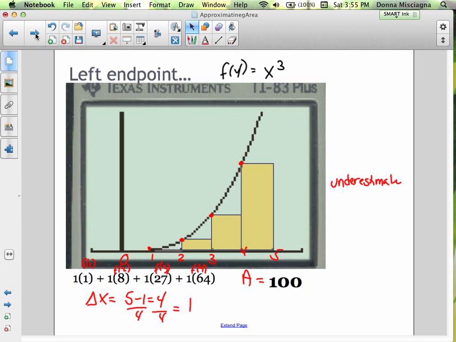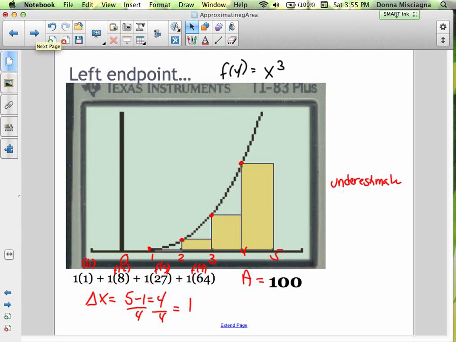So our interval was from 1 to 5, and let's talk about our change in x first. Our change in x can't be any easier. 5 minus 1 divided by 4 is going to be 1. So the width of all of our rectangles is 1. Normally we won't write it like this, it's just typed in that way. Normally we would do 1 times, but you really don't have to do 1 times. There's nothing to multiply at the end if our change in x is 1, right?